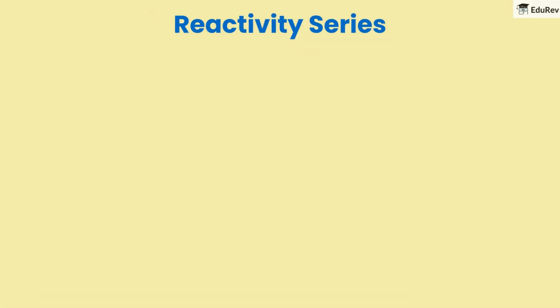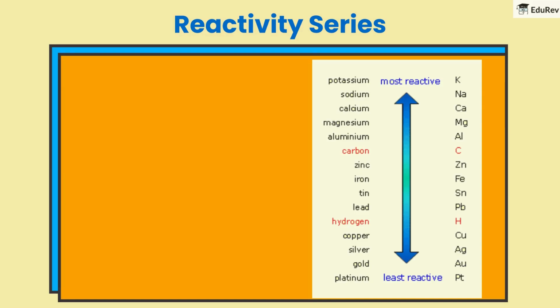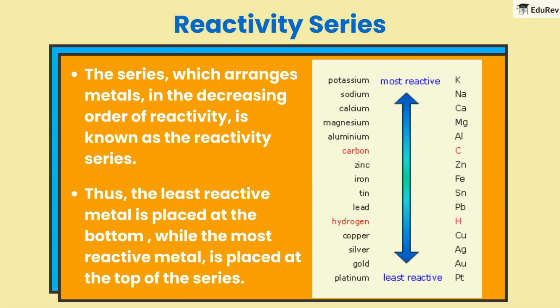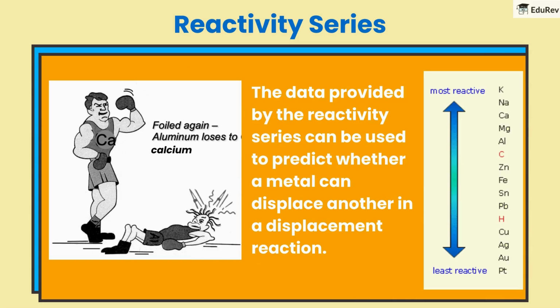Learners, let's now see another important topic: reactivity series. The series, which arranges metals in the decreasing order of reactivity, is known as the reactivity series. Thus, the least reactive metal is placed at the bottom, while the most reactive metal is placed at the top of the series. The data provided by the reactivity series can be used to predict whether a metal can displace another in a displacement reaction.